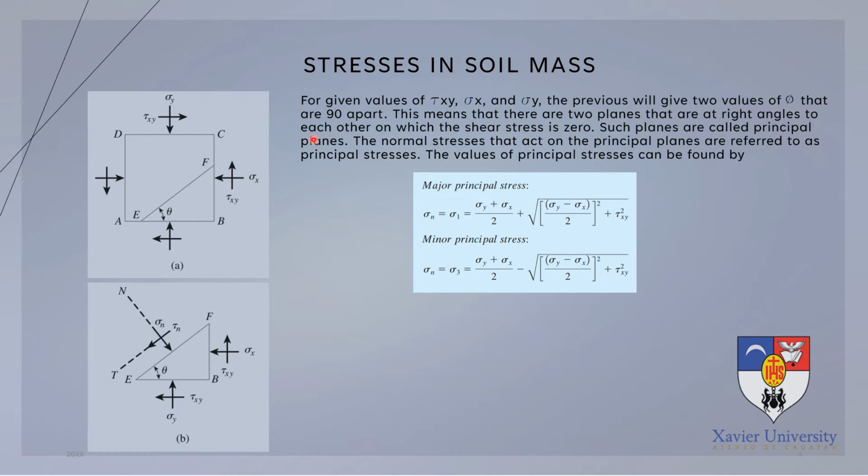For the given values of tau sub xy, our shear stress, and sigma y and sigma x, which are our normal stresses, the previous equations will give two values of theta that are 90 degrees apart. This means that there are two planes that are at right angles to each other on which the shear stress is 0. Such planes are called the principal planes. The normal stresses that act on the principal planes are referred to as principal stresses. The values of principal stresses can be found by these equations.